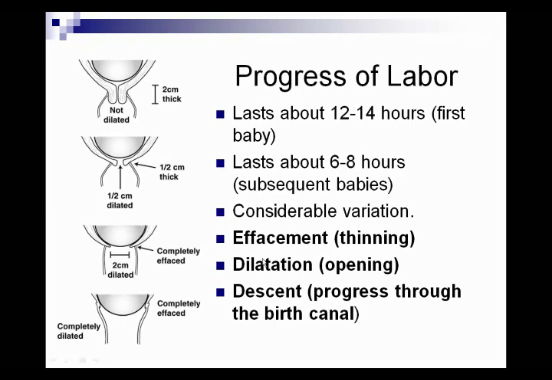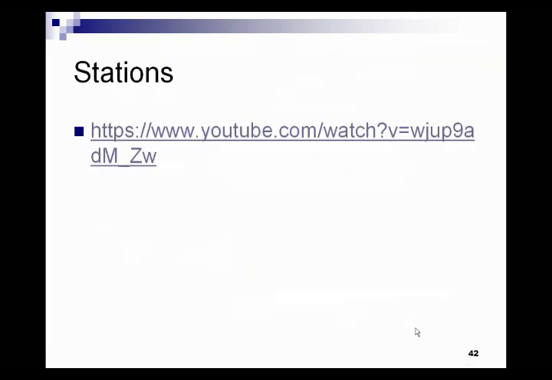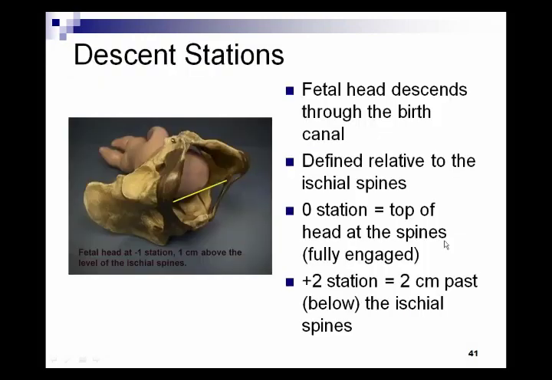And remember these terms: effacement, dilation, descent. We cannot just dilate and efface in order to deliver a baby. The baby's got to be able to move down the canal, and descent refers to stations. The fetal head descends through the birth canal. It's defined relative to the ischial spines. So the ischial spines is the smallest diameter, and when the head reaches the ischial spines, it's considered fully engaged. That's very important.